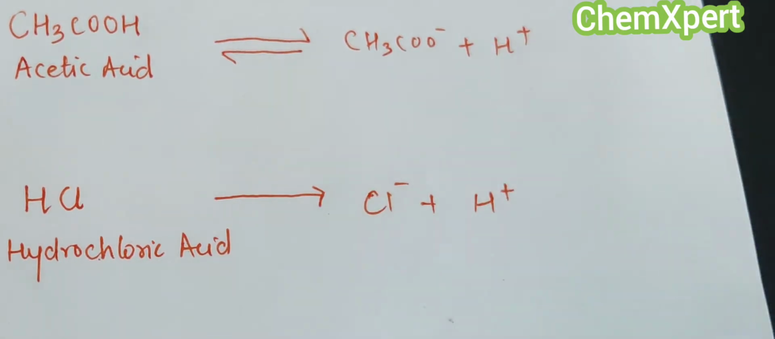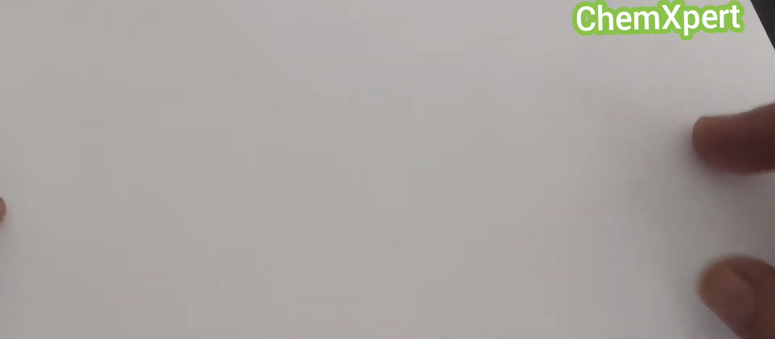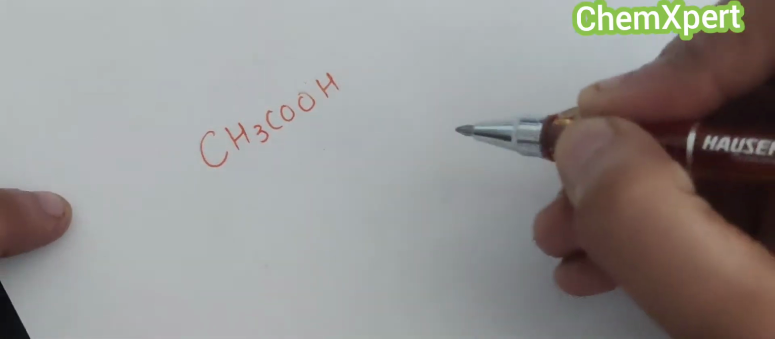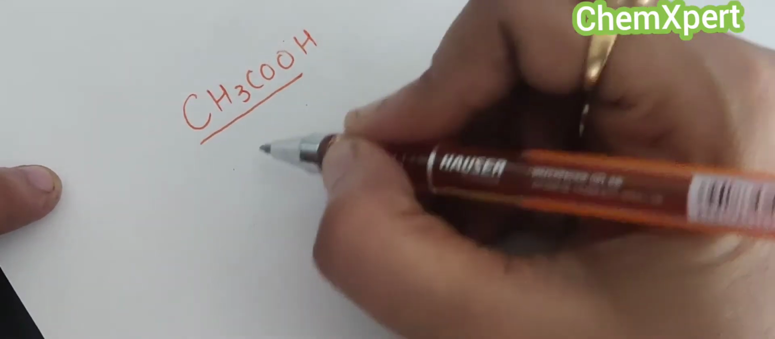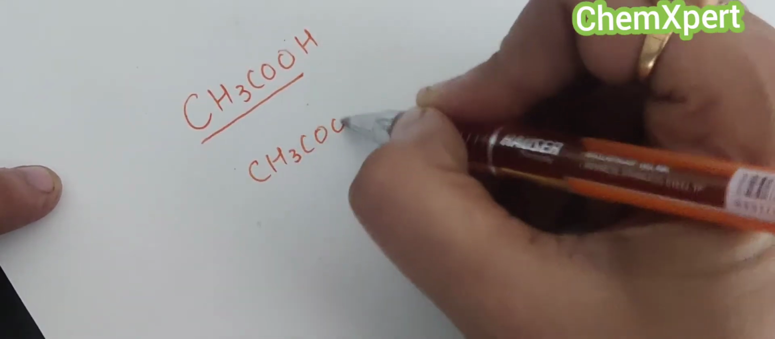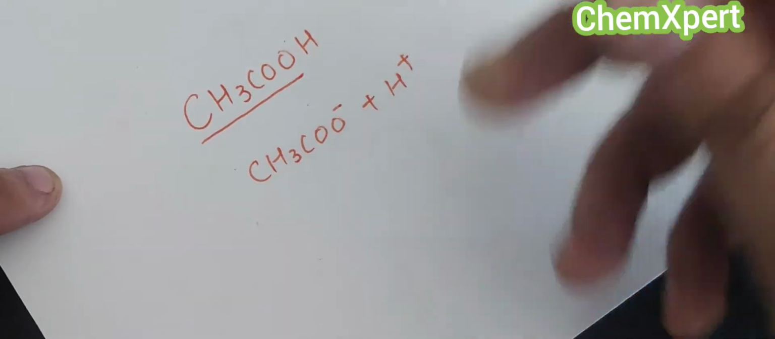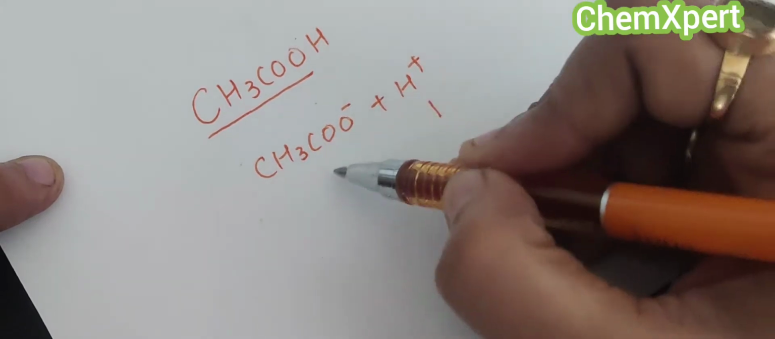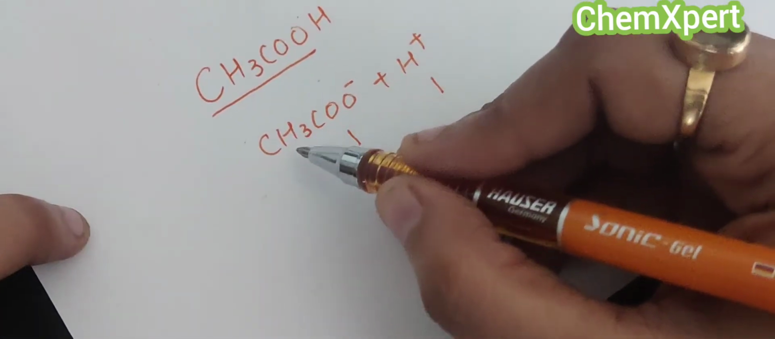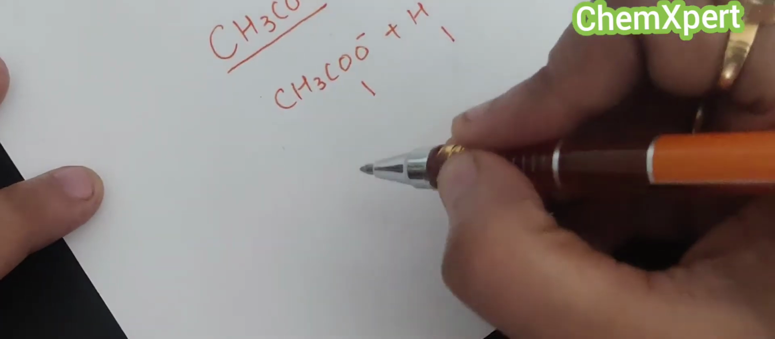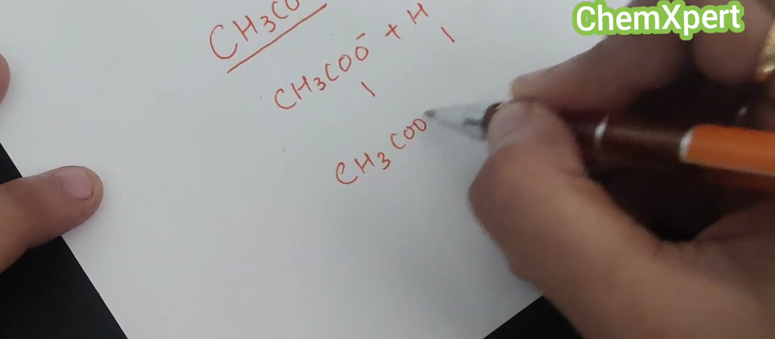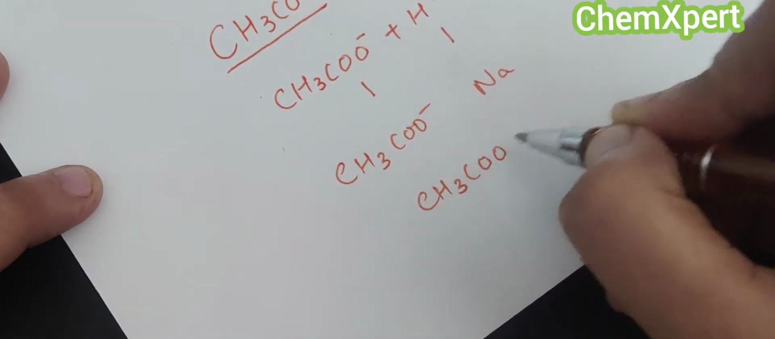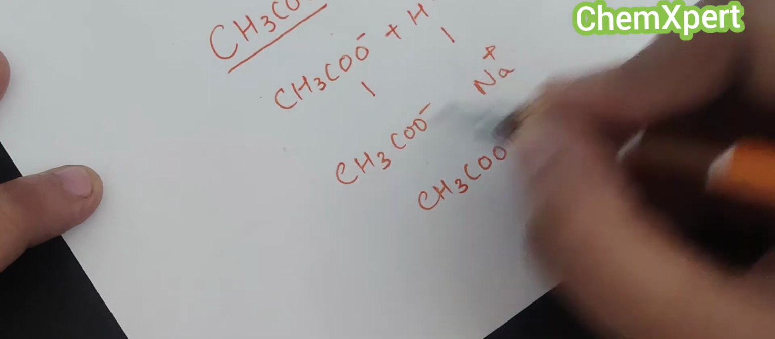Now this is an extra knowledge question for you. For example, acetic acid is CH3COOH. Now what is the valency of acetate? It is CH3COO minus and H plus, because the molecule as a whole is neutral. So here we find that the valency of hydrogen is 1 and the valency of acetate is 1. Now if I want to write a reaction with any metal, for example sodium metal, it forms sodium acetate, CH3COONa, because both have valency 1.